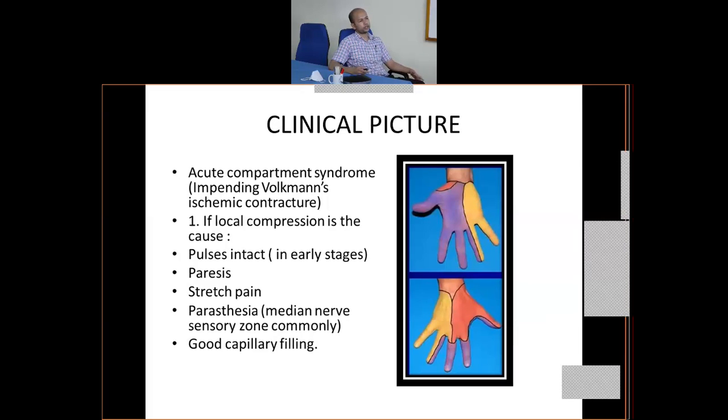Now, clinical picture. I have told already, first there will be acute compartment syndrome. So you have to diagnose that acute compartment syndrome. There will be pain out of proportion. And then all the 6 P's, you always remember the 6 P's, and capillary filling, all of which I have just now told.